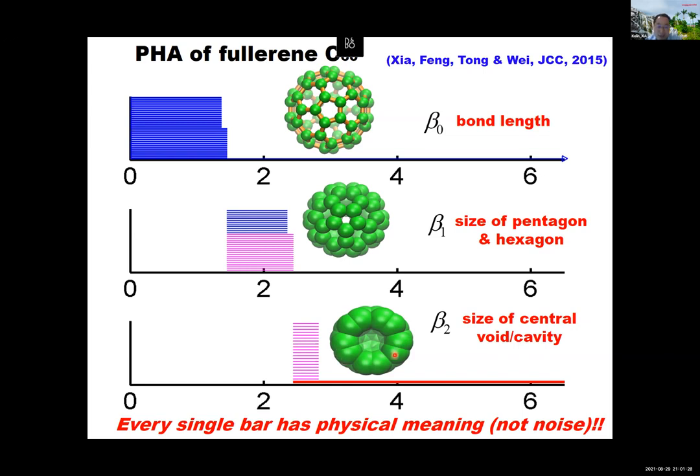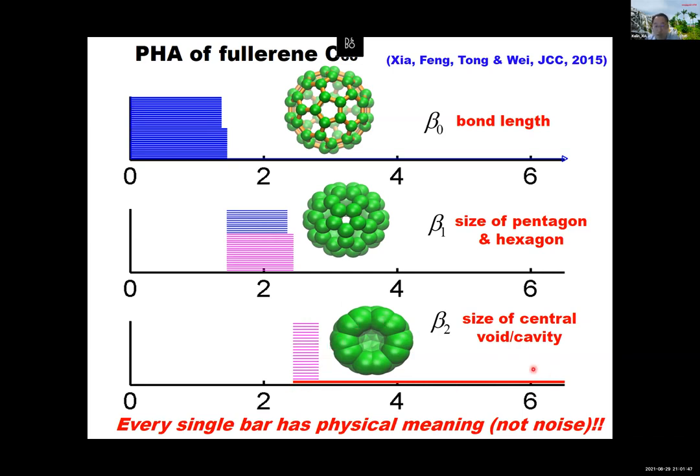Okay, and then another thing is the Betti 2 bars. Here we use a Vietoris-Rips complex. We have these short bars that come from the hexagon, and then we have these long persistent bars which represent this cage structure. They form a sphere-like cage structure. They will contribute these very long bars.